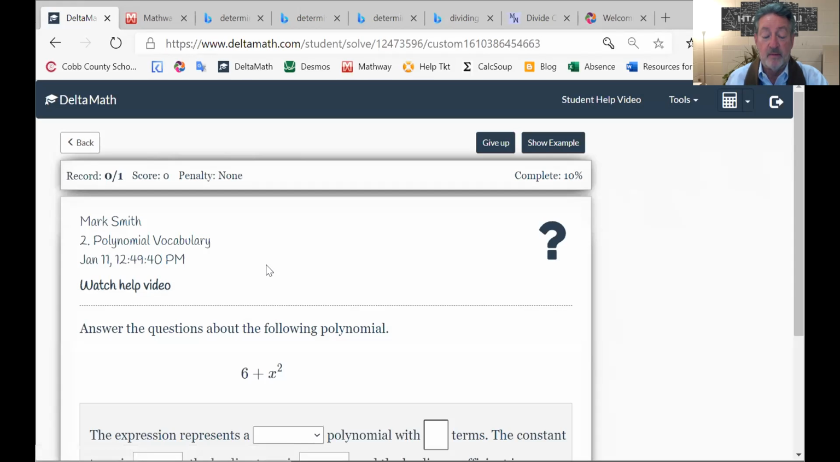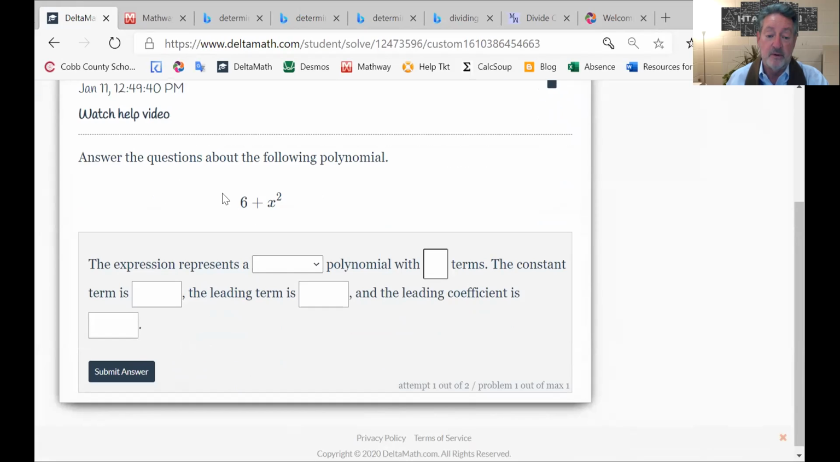I'm going to do one more problem, and then you're going to be on your own. Well, this is a pretty simple one. This has a 2 is the highest exponent, and from our chart, we find that anything with a 2 is called quadratic. It has 2 terms, the 6 and the x squared, so there are 2 terms.